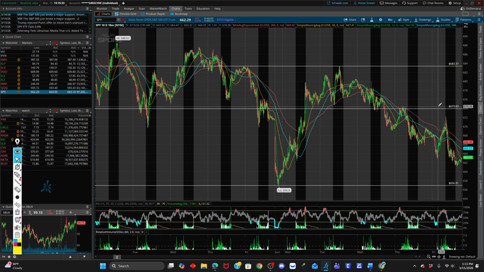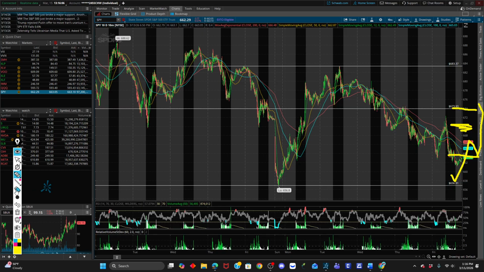So now we tell ourselves, what are the possible reactions that can take place at these levels? So here at this low, we are either going to hold it, bounce somewhere in this area, pull down to create a higher low for the next resistance line of 673. Something like that.